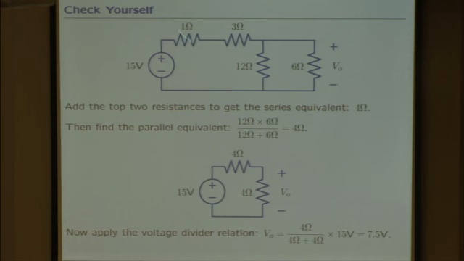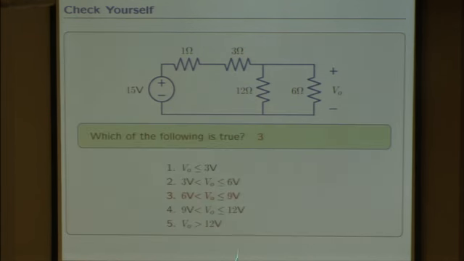So you think about this becoming that. You think about the parallel becoming that. You get a simple divide by two voltage divider. So the answer is 7.5, which was the middle answer.